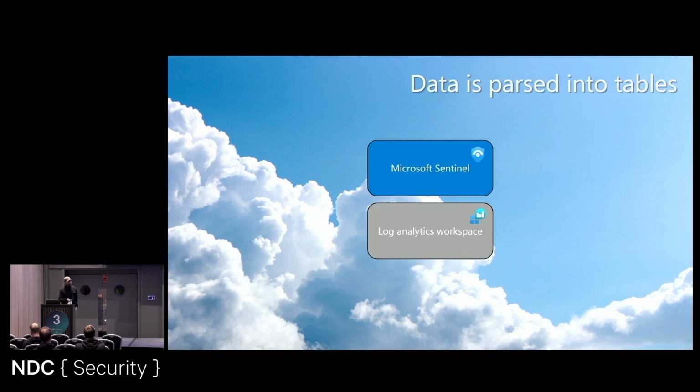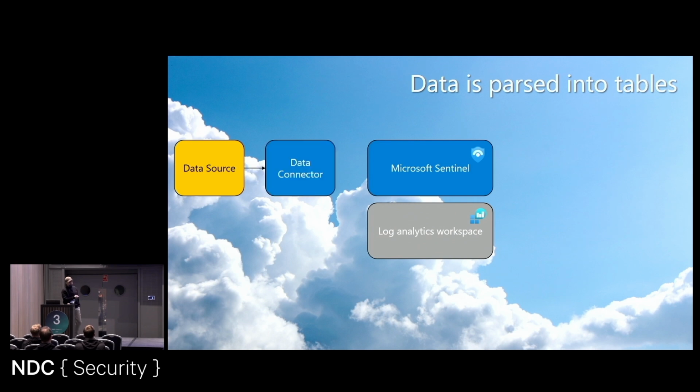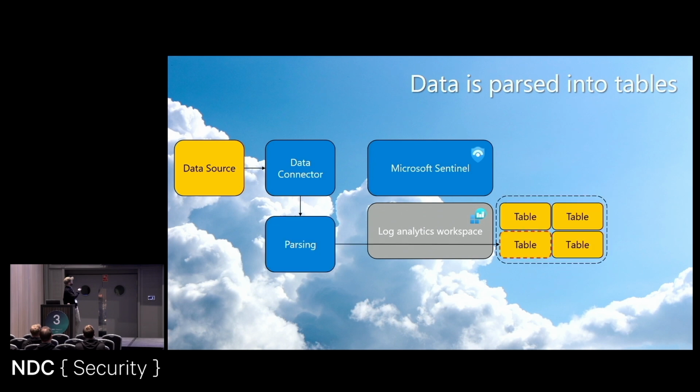So if you remember the earlier slides about how data flows in Sentinel, you have a data source, computer, Defender for Endpoint, whatever. You're connected to a data connector. And the good thing about data connectors in Sentinel, for the most part, is that they have parsing built into them, so you don't have to do it. I work with a lot of previous Splunkers who thought this was amazing. But basically, this is how it works.